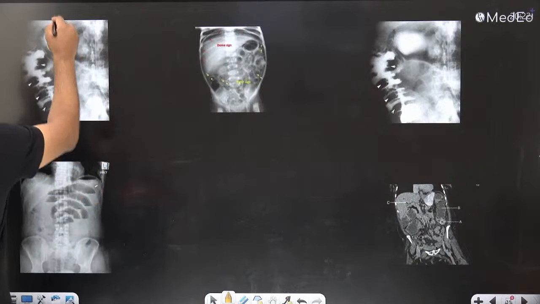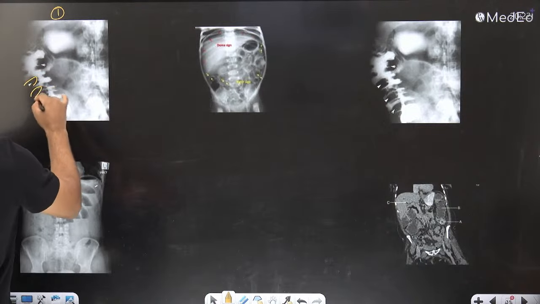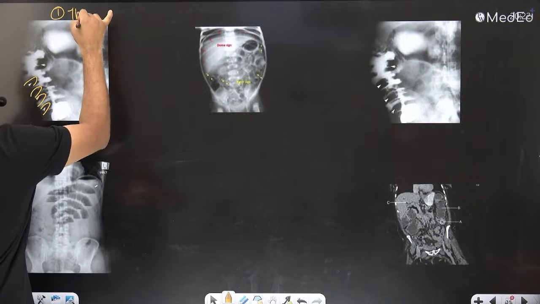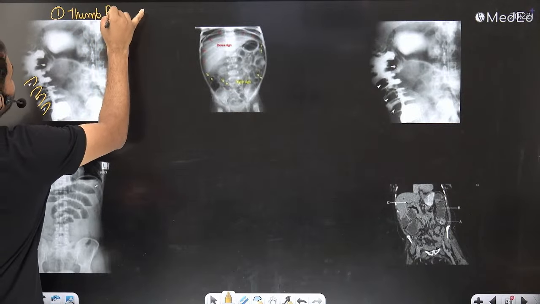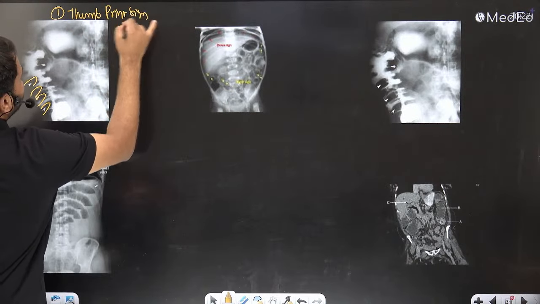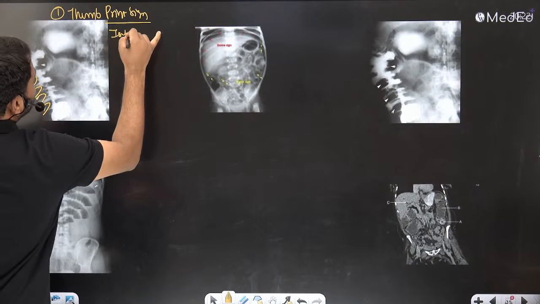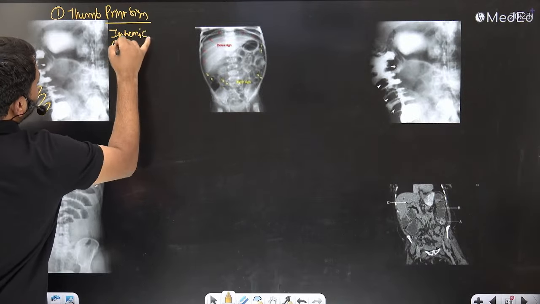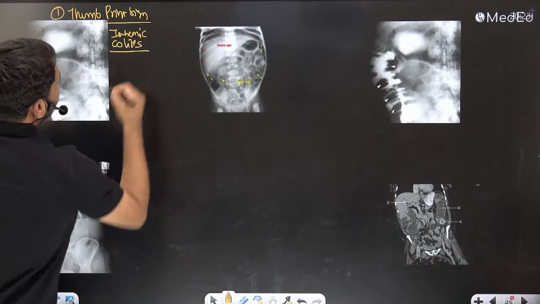Now, another image that you can see here, you see a classical thumbprint sign, right? The thumbprint sign is seen in ischemic colitis, usually at the splenic flexure.